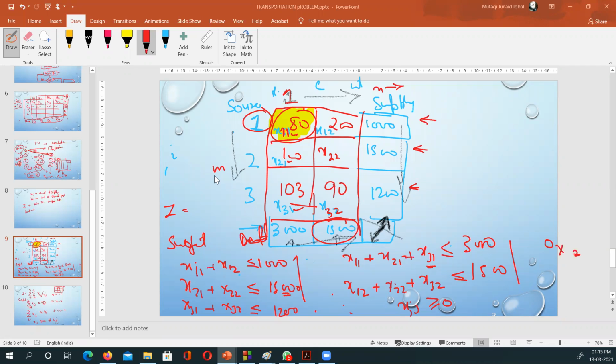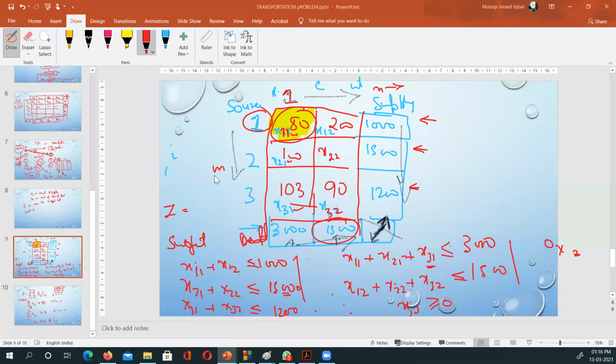How many variables will there be in my objective function? The last question. M into N. Very good. Maharaj is saying 6, but we should not say 6. We should say M into N, because 6 is only for this problem. You understand, Maharaj? You are right, you're not wrong. But this 6 is only for this problem, and I'm talking about all the problems. So the number of variables in Z will be M into N.